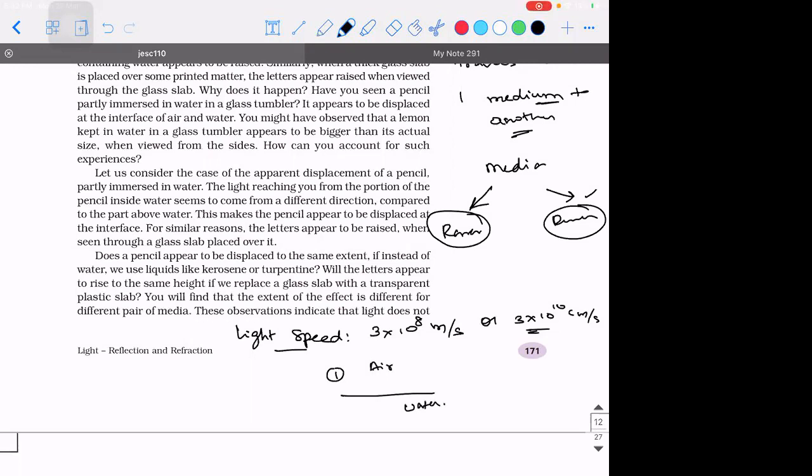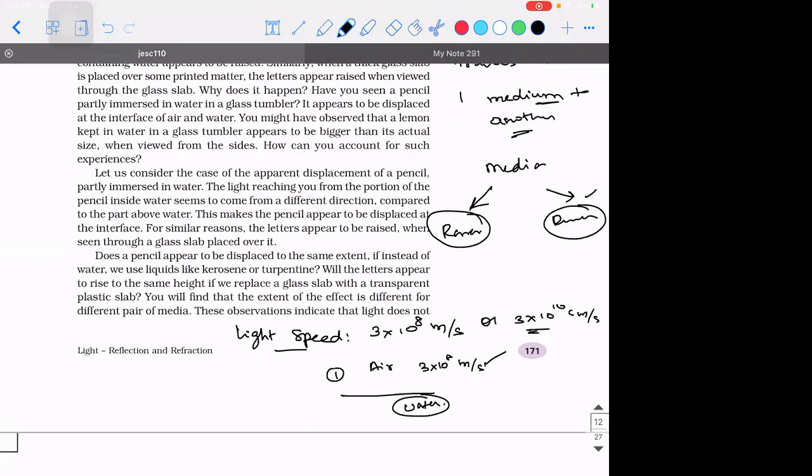Now, in air medium, I know the speed is 3 into 10 power 8 meter per second. Do you think the speed of light in water is also going to be this value? Is it going to be the same? Is it going to be less or more? More? You mean to say in water, the speed of light is more.